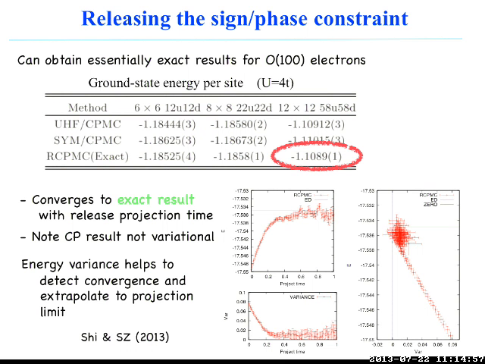And we do one more thing to try to monitor whether it's converged. We calculate the variance of the energy. And the variance, when it's converged, needs to go to zero. So this is the variance as a function of convergence time. And this is plotting the energy versus variance. And if you extrapolate, it gets pretty close.